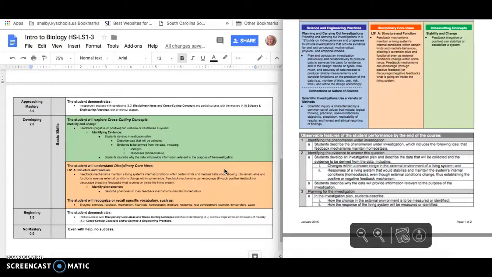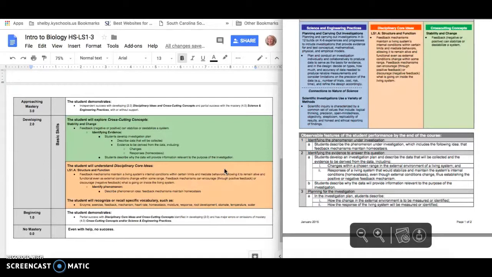For the purposes of this, I am going to identify the phenomenon, and I'm going to describe the phenomenon idea. Feedback mechanisms maintain homeostasis. That's basic level. I can just be exposed to it. I'm really not necessarily doing anything other than having an opportunity to know background information. Don't even necessarily know what that looks like.